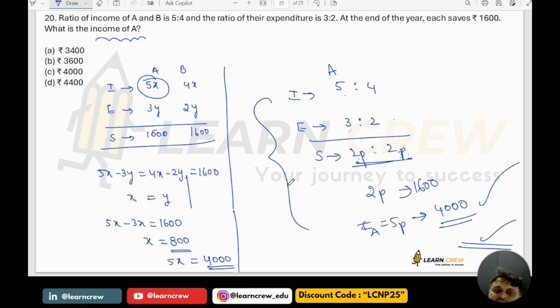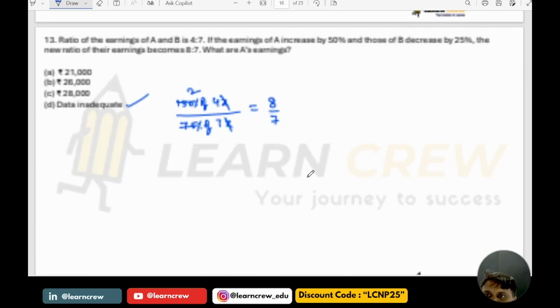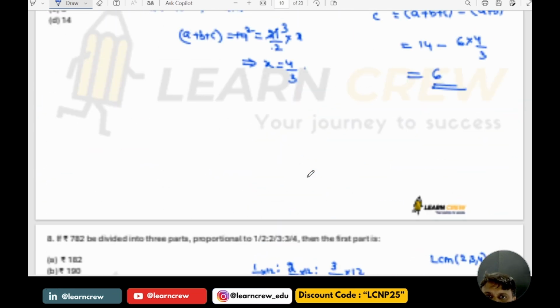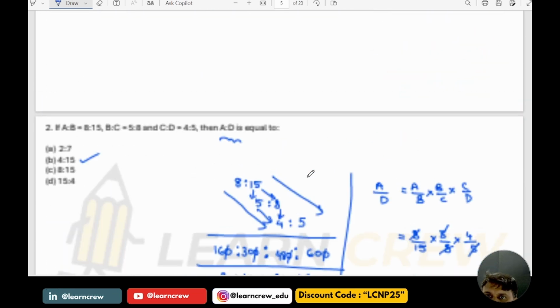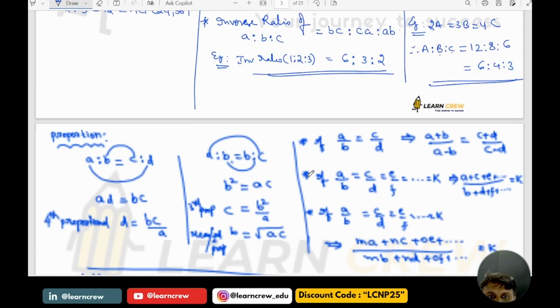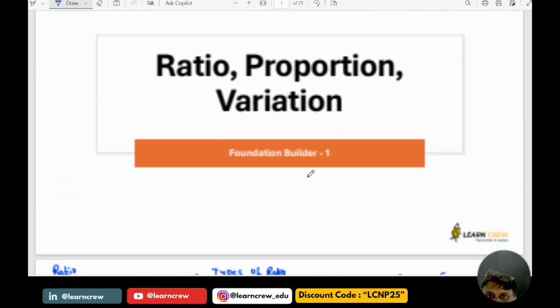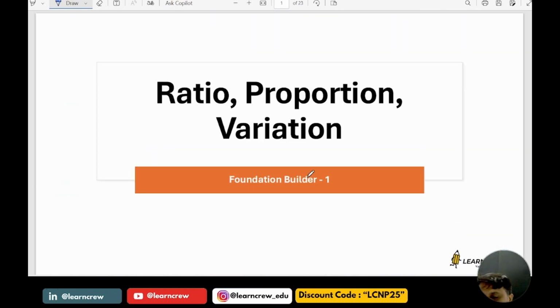I hope everything is clear in today's lecture session, and we have done 20 questions in today's session. So: what is ratio, what is proportion, and what is variation. First I discussed the synopsis, then we did 20 questions. So once again go through foundation builder sheet 1. Next class we will do advanced level questions. Thank you so much guys for attending today's session.